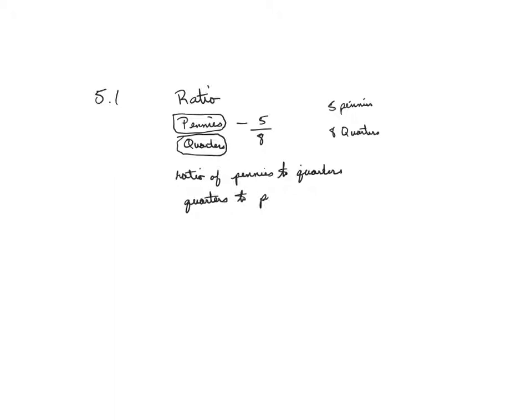to pennies. And the reason I'm doing this is I'm showing that I understand that the first thing you say is what goes on top, quarters to pennies, and the second thing goes on the bottom. So for a quarters to pennies ratio, the quarters are on top, so it would be 8 over 5. And then if it's a really large number, they're talking about reducing it.